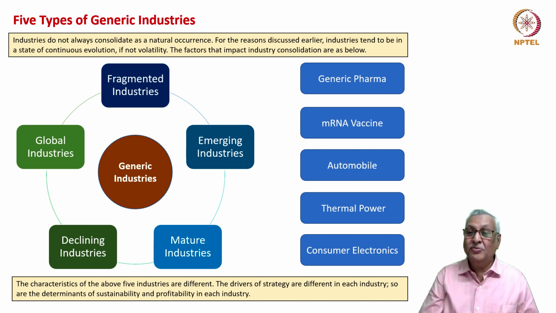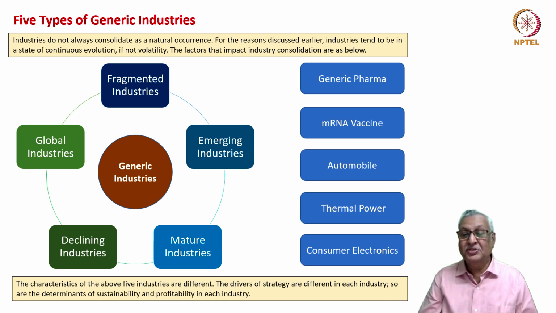If you look at generic pharmaceutical industry, where hundreds of players are available, the industry can be looked at as a fragmented industry. The mRNA vaccine industry, which comprises as of now only 2 players, BioNTech and Moderna, could be seen as an emerging industry. BioNTech has partnered with Pfizer.